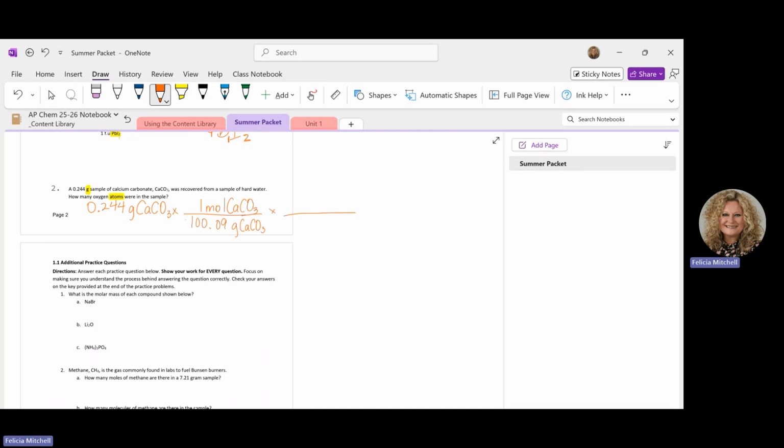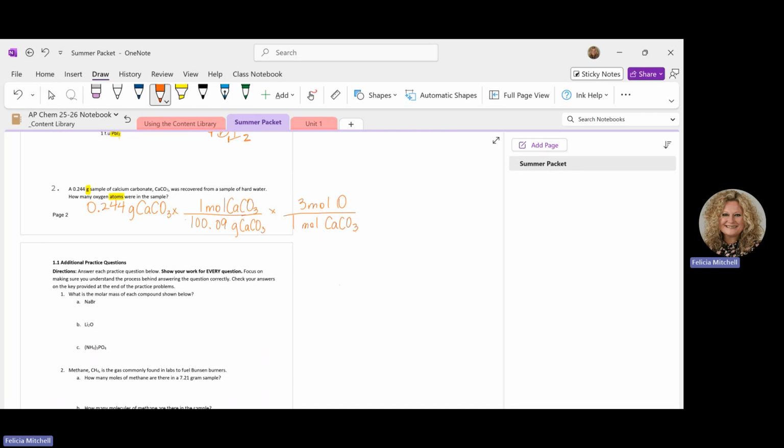Now, this is where I was talking a minute ago about using your subscripts as moles. Watch. When I have 1 mole of CaCO3, there are 3 moles of oxygen in that 1 mole. What did I just do? I used my subscript. I'm saying that when you have 1 whole mole of compound, you would have 1 mole of calcium, 1 mole of carbon, and 3 moles of oxygens.